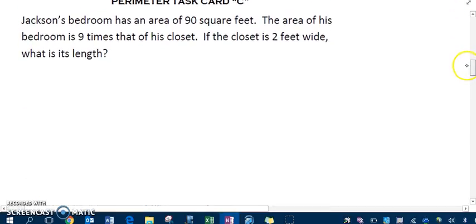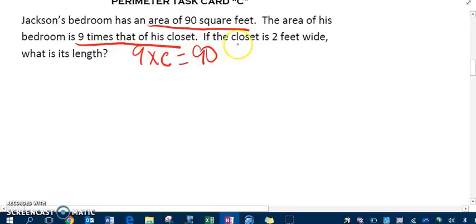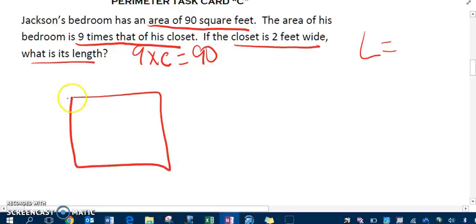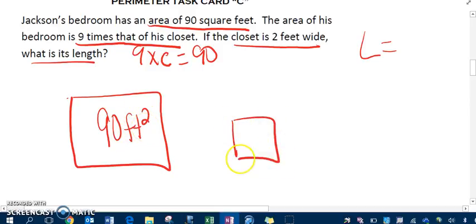Part C. Jackson's bedroom has an area of 90 square feet. The area of his bedroom is 9 times that of the closet. So it's 9 times the closet equals the bedroom. The closet is 2 feet wide. What's the length? So we're trying to find the length of the closet. Well, let's draw what we know so far. We know he has a bedroom with an area of 90 square feet. And we know he has a closet.